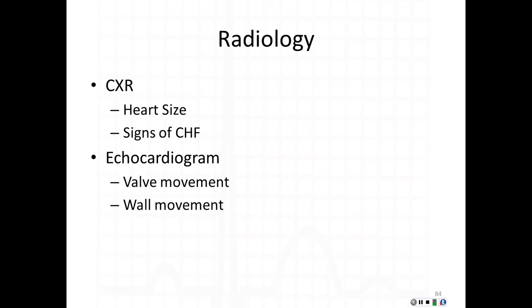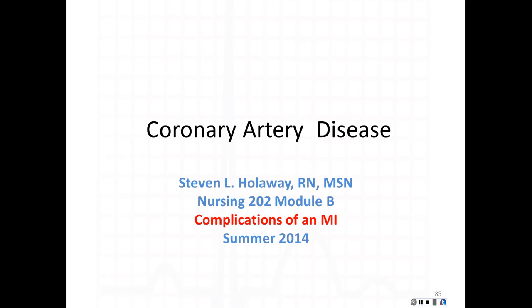Chest x-ray is probably going to be done on your patient, typically more to look for signs of CHF and look at the heart size itself. Chest x-ray is not going to diagnose an MI, but it gives you some ideas if there's complications going on. Echocardiogram is not going to be done right away for these patients, but may be done at a later time to look at valve movement. And then looking later is how much damage was done to that heart, what kind of wall movement do I have, how much ejection fraction do I have with this patient because of the damage to the heart.